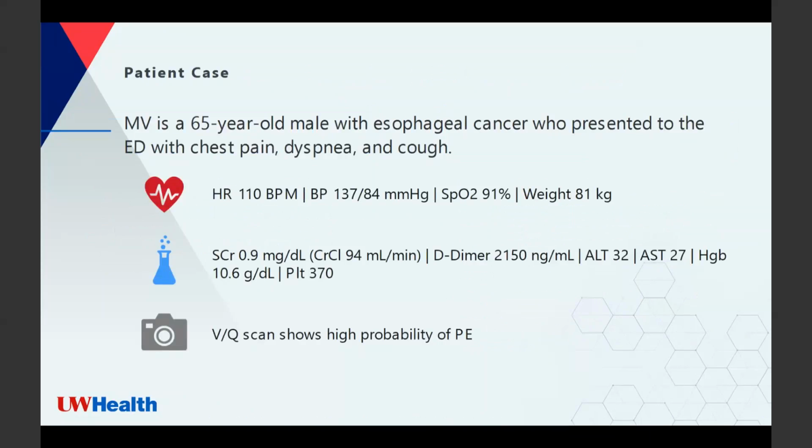His D-dimer is 2150. ALT and AST are within normal limits. Hemoglobin is 10.6 and platelets are 370. He had imaging done and his VQ scan shows high probability of PE. So given imaging findings and high clinical probability of PE, MV is diagnosed with a PE.